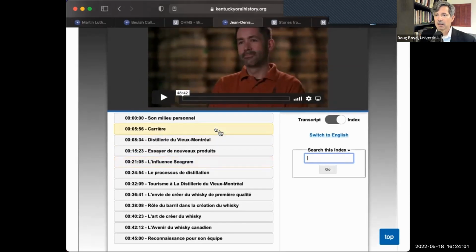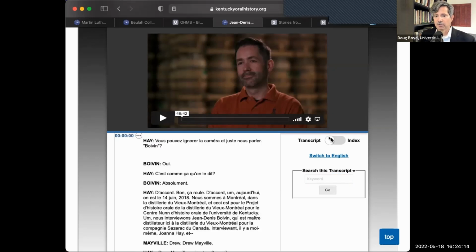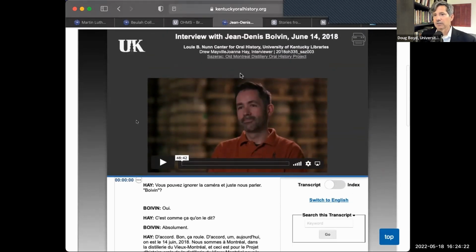In this case, this is a master blender at a Canadian distillery. We do a lot of work with the bourbon industry. This is not bourbon, this is Canadian whiskey, just to be clear. But we did a bilingual rendering of that. And so you can upload a transcript and a translation as well, both of which are searchable, all of which synchronizes to that audio. What you're looking at here is the OHMS viewer.